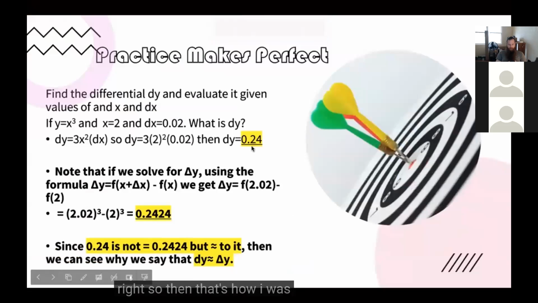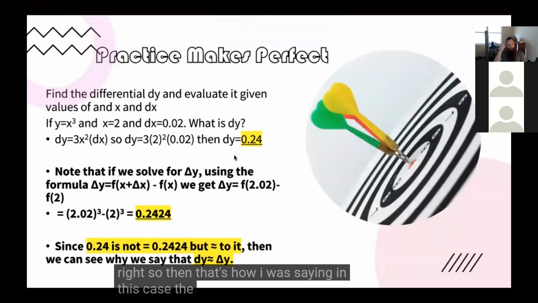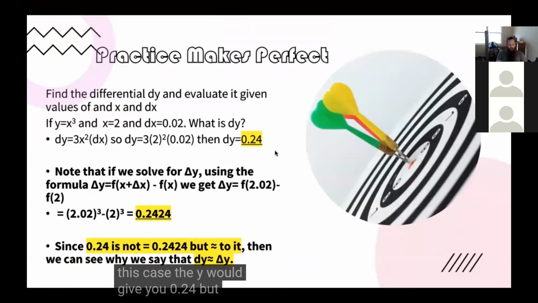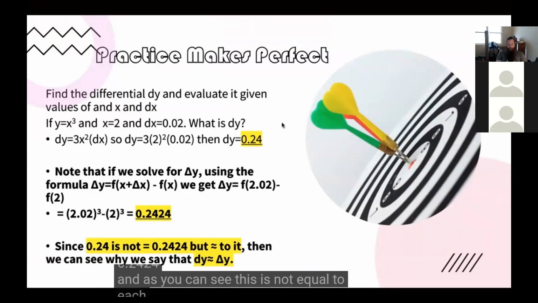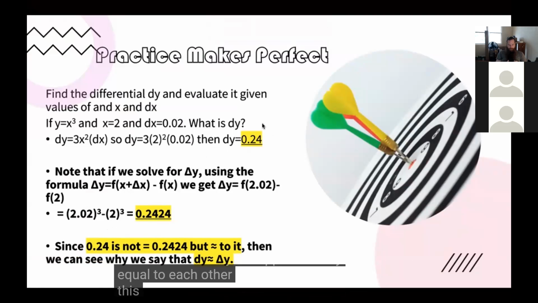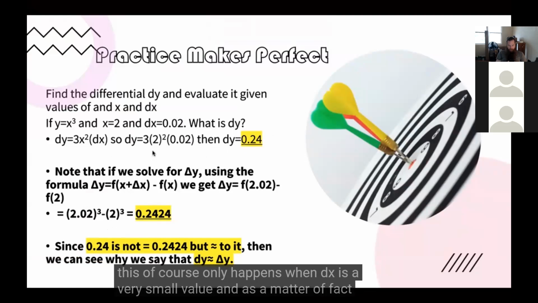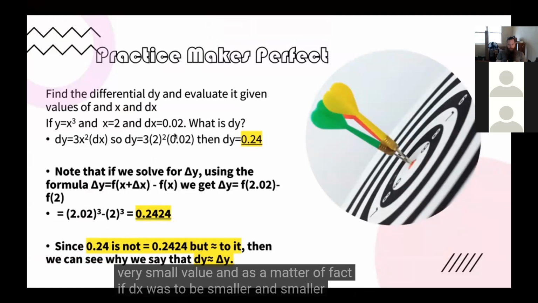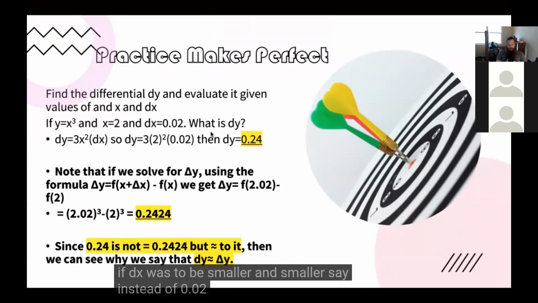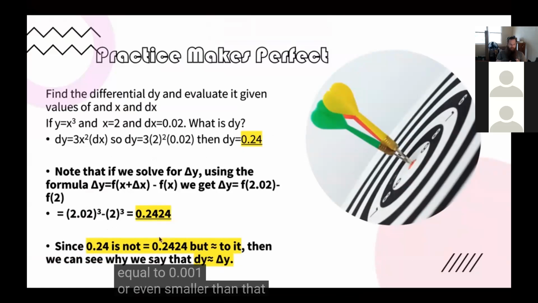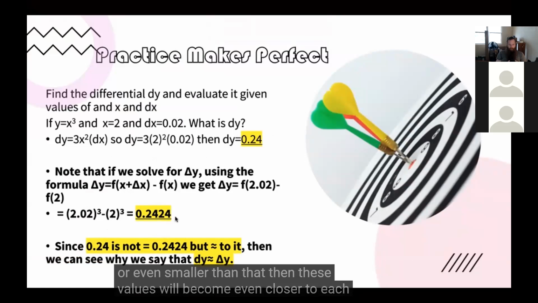Right, so as I was saying, in this case, dy would give you 0.24, but if you use this formula down here, you will get that delta y will give you 0.2424. And as you can see, these are not equal to each other, but they are approximately equal to each other. This, of course, only happens when dx is a very small value. And as a matter of fact, if dx was to be smaller and smaller, say instead of 0.02, we say that dx would be equal to 0.001, or even smaller than that, then these values will become even closer to each other.